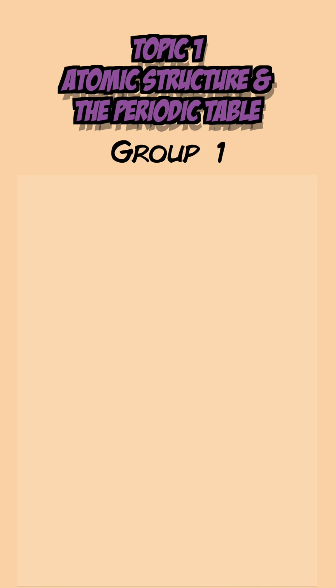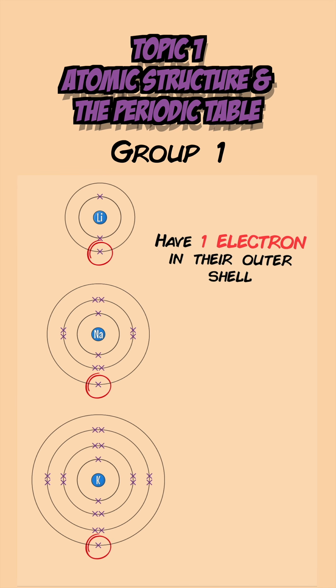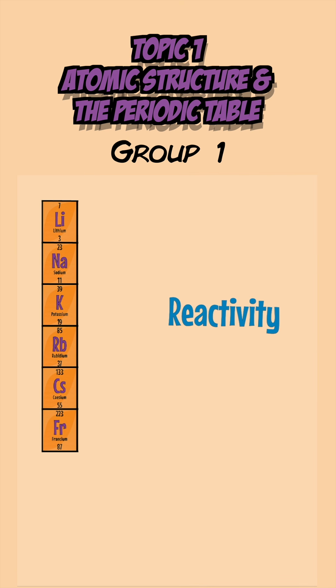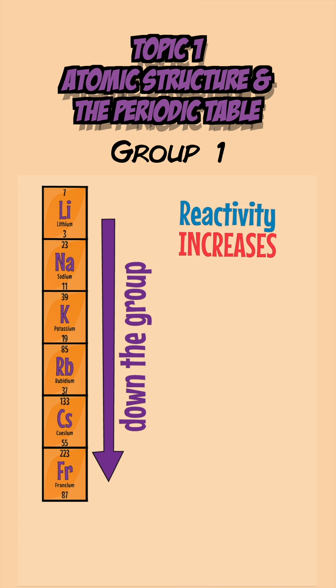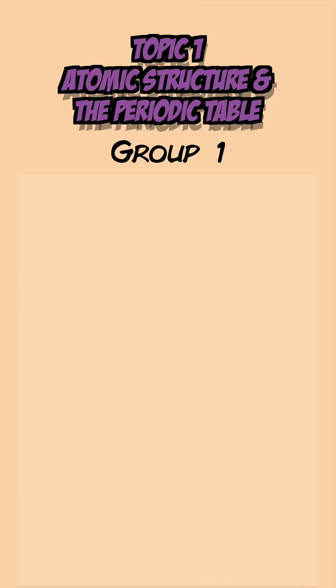The group 1 elements are known as the alkali metals, and they all have one electron on their outer shells, which means they're all reactive and have similar properties. The reactivity of group 1 metals increases as you go down the group. Another trend you observe is that as you go down the group, the melting and boiling points of the group 1 elements decrease. Now there are 3 types of reactions that you need to know for the group 1 metals.